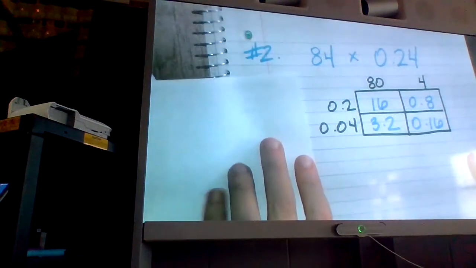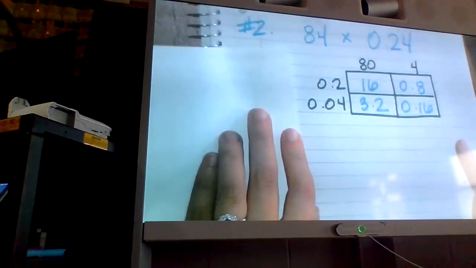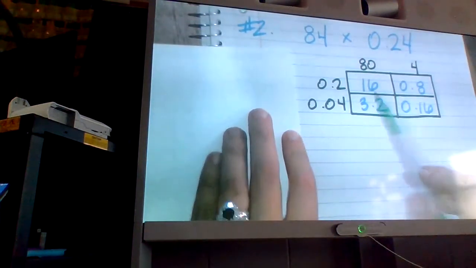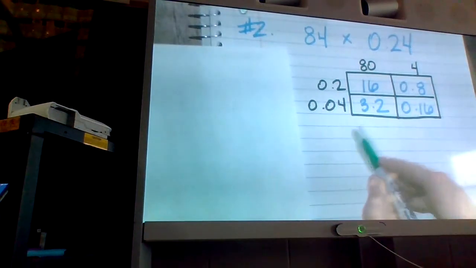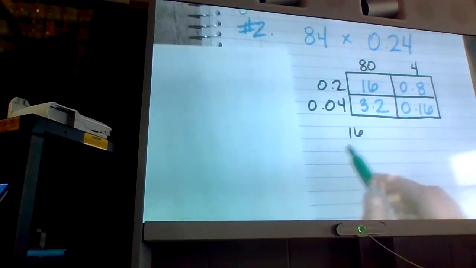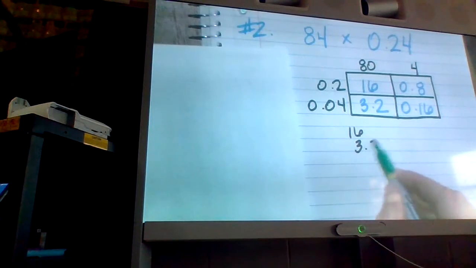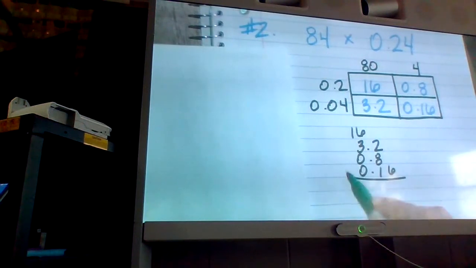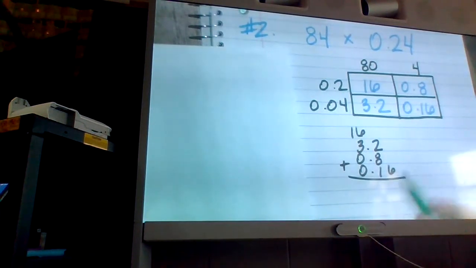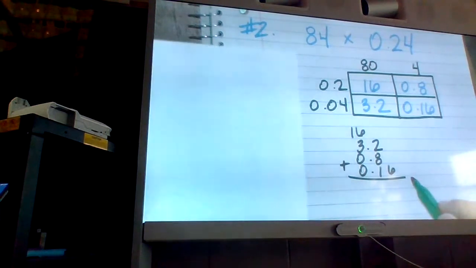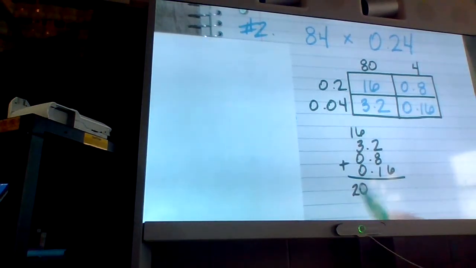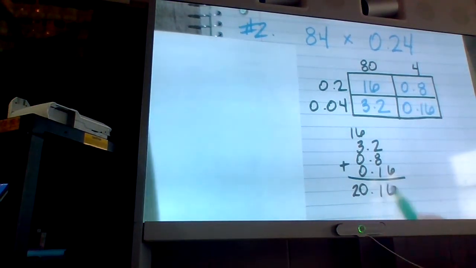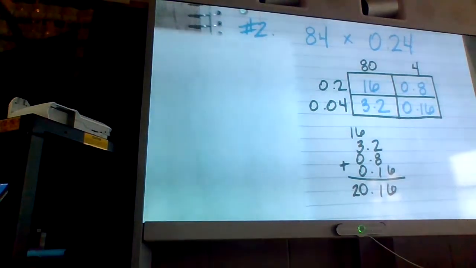All right, here we go. Next, with our area model, we need to add up the 4 squares. So I have 16 plus 3 and 2 tenths plus 8 tenths plus 16 hundredths. When I find my total or my sum, my product is 20 and 16 hundredths. That is the area model.